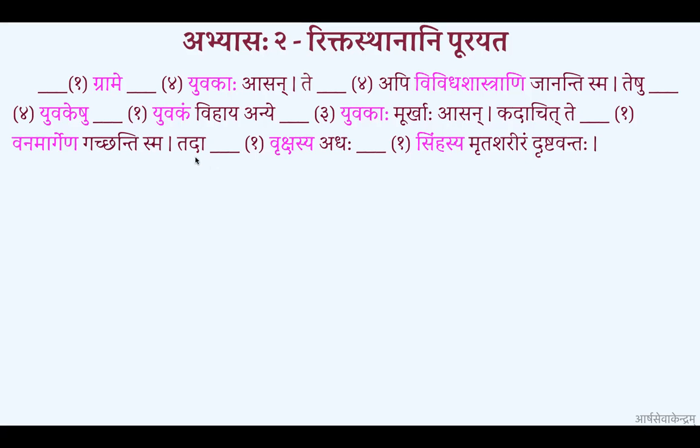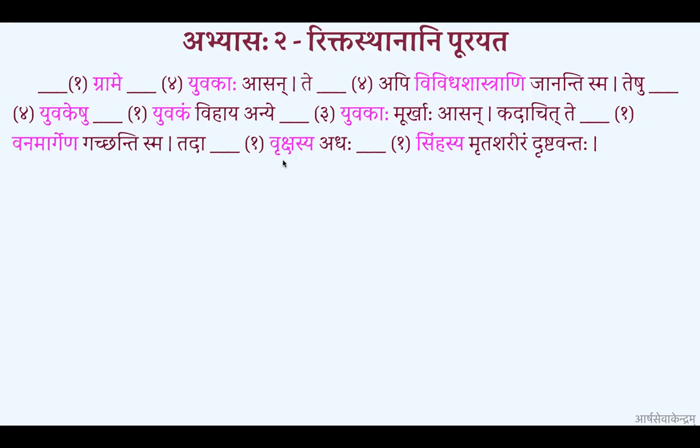Uttama. Gayatri Mahodaya, please read this. Tada ekasya vrikshasya adha ekasya simhasya mrita shariram drishtavantaha. Arthaha kaha? Then on one tree, next to one tree. Why inside, on, next to vrikshasya? Next to adha vrikshasya.